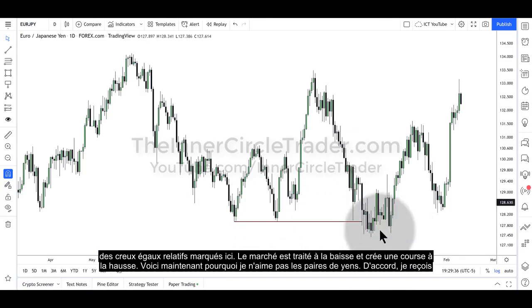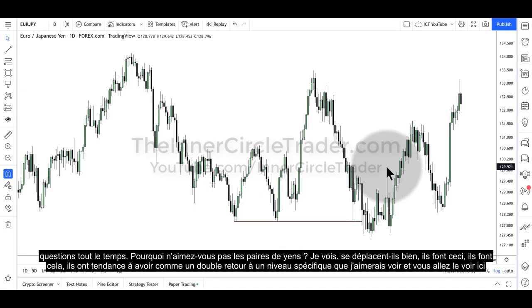The market has traded down through and created a run higher. Now, here is why I do not like the yen pairs. I get questioned all the time, why don't you like yen pairs, ICT? They move around nice. They tend to have a double return to a specific level I like to see. And you're going to see it right here.